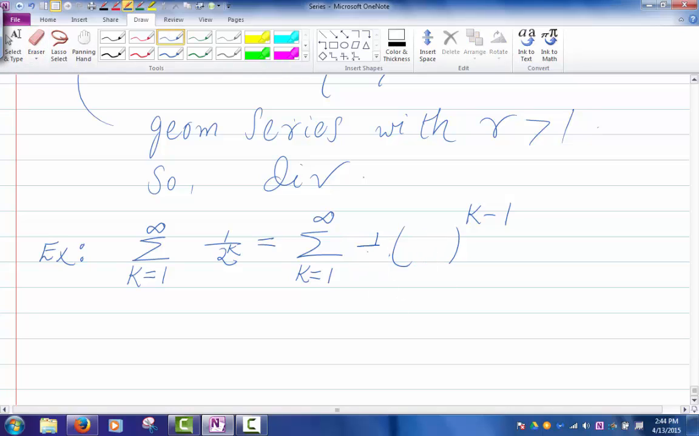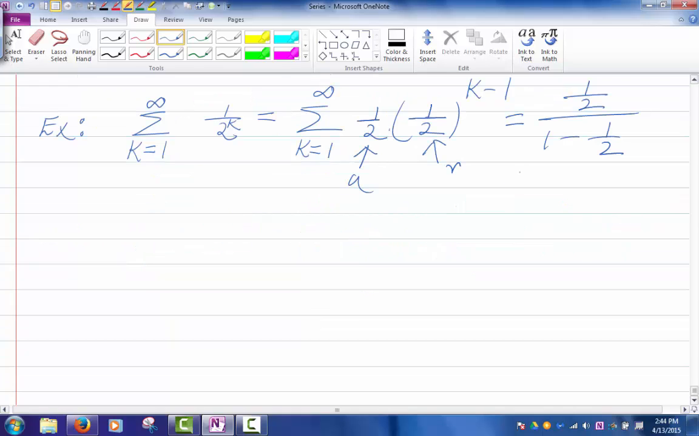Well, a would be a half, r would also be a half, right? So if I make it look like that, then this is a, and this is r. So r is between -1 and 1, so the geometric series is convergent, and the sum is what? Half over 1 minus a half, right? A over 1 minus r. Okay, having said that, so this is equal to what? This is equal to 1.